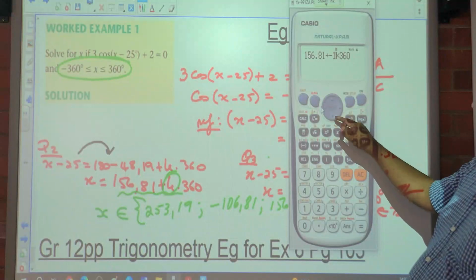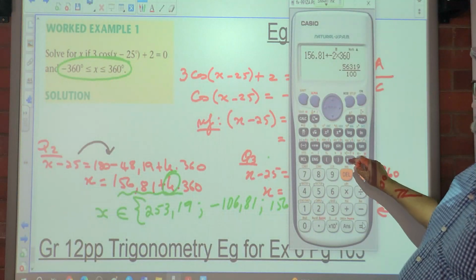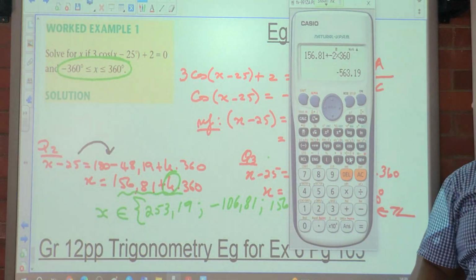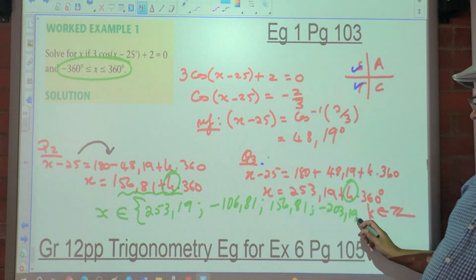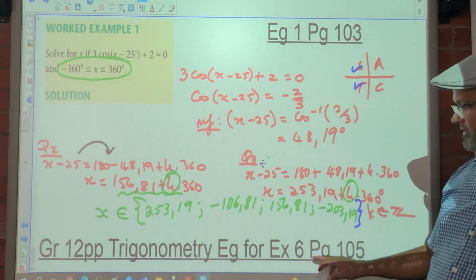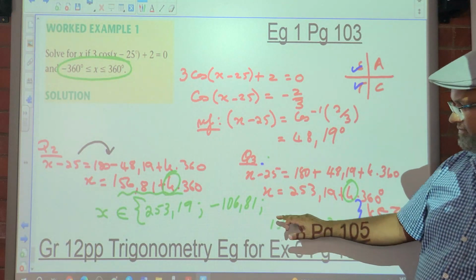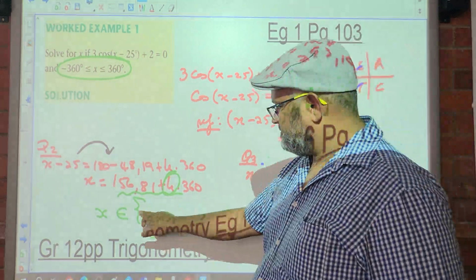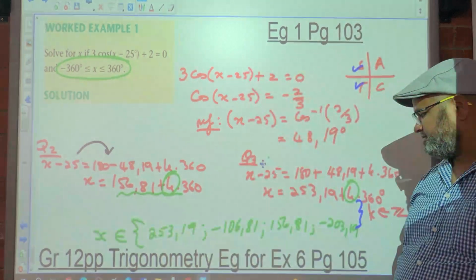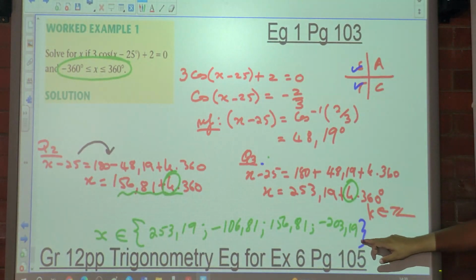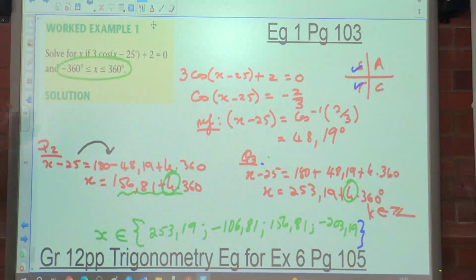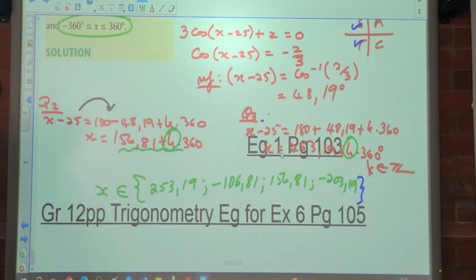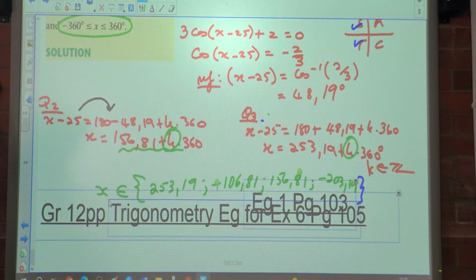What will happen if I put negative 2 in here? Negative 2 will be negative 563, which means it is again outside. So do I write that one down? No. So there is a solution. Alright, is there any confusion here? Okay, as I said, you should have been able to solve this in grade 11 or 12 with the information that you have.